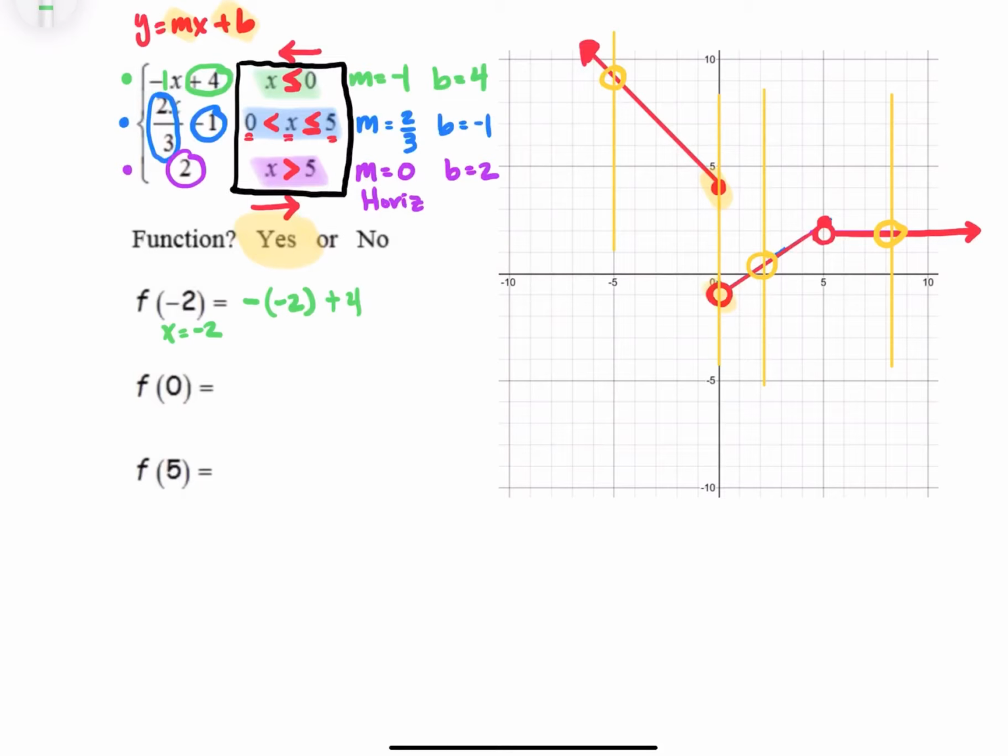Okay, so all I did is I substitute. So -2, well, that means +2, and +2 plus 4 is equal to 6. So that's how you do it with the equation.